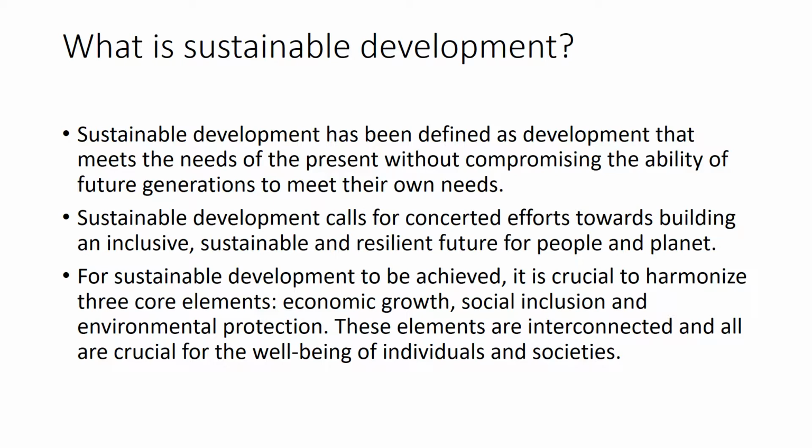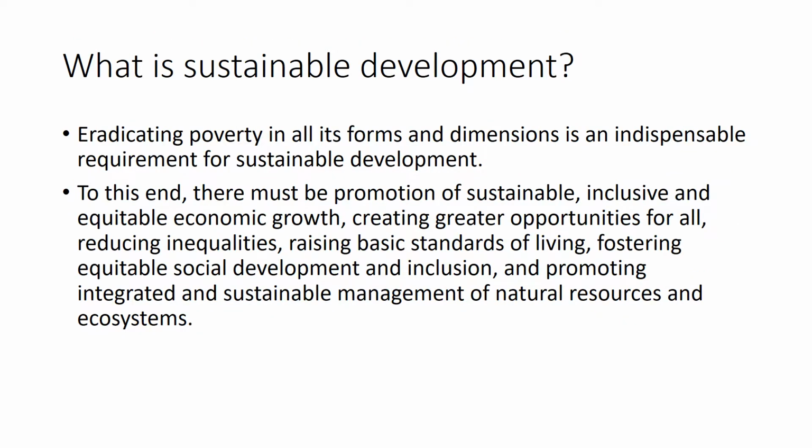These three elements are interconnected. All are crucial for the well-being of individuals and society. What we mean by interconnected is that different parts are connected or related to each other. So sustainable development has three elements to be able to achieve it. As I said, economic growth, social inclusion, and environmental protection, which means we have to address the problem of climate change.